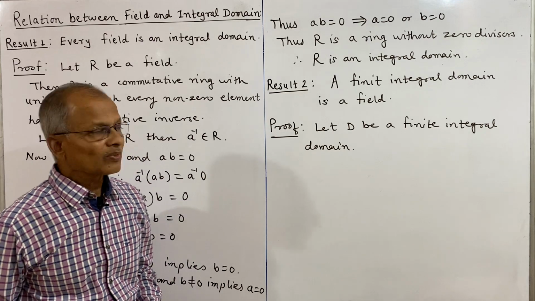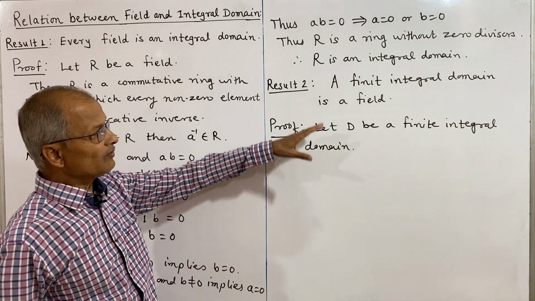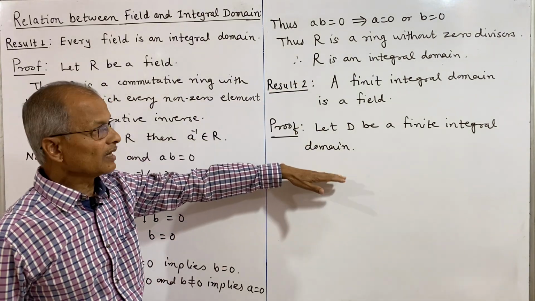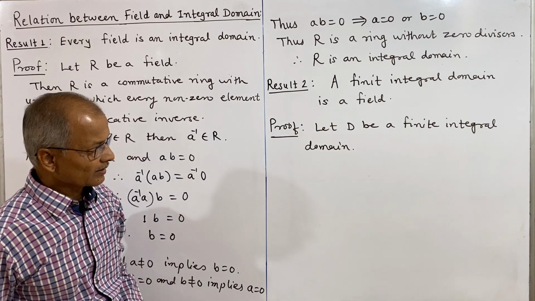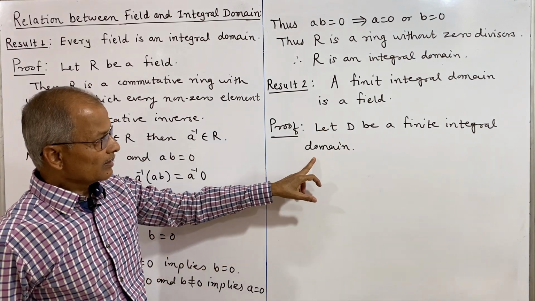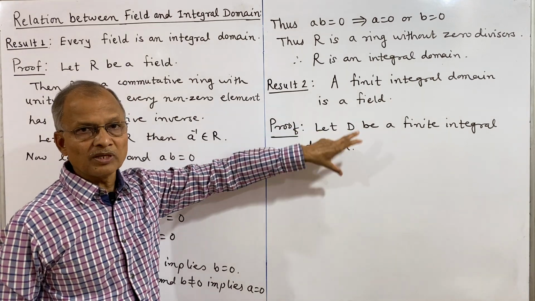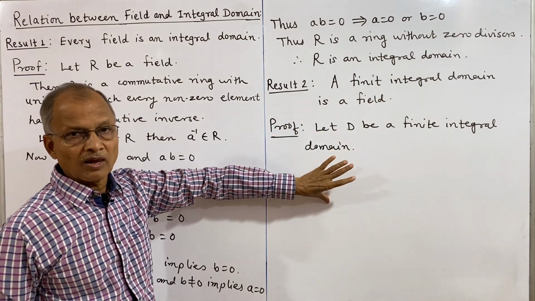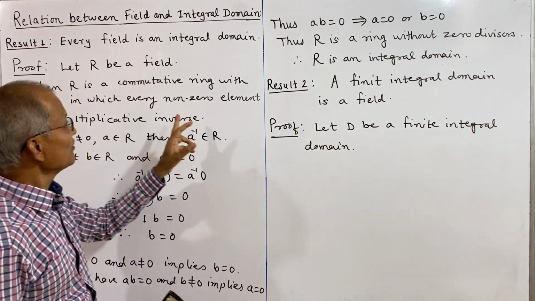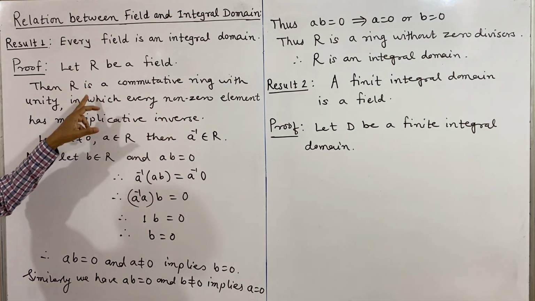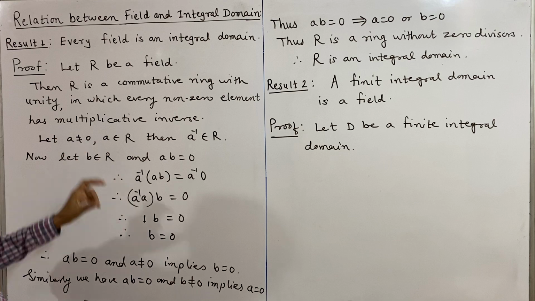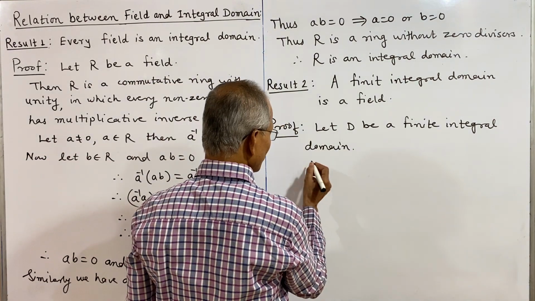Then it is a ring, a commutative ring without zero divisor. That is by definition of a finite integral domain. And so what we need to prove is that it is a field. To prove D is a field, we have to prove it has a unit element and every non-zero element has a multiplicative inverse. That is to be proved. So we have to prove that.